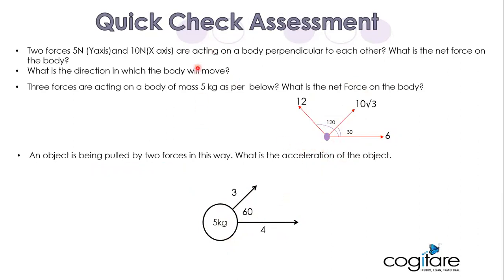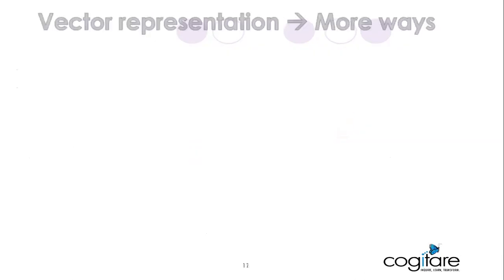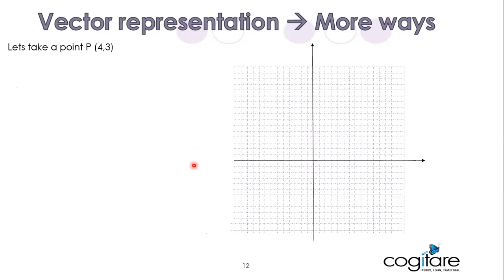I urge you to try these numericals, and we will discuss that at the beginning of the third and concluding video lesson. Now, as we discussed, there are more ways to represent vectors. For example, let us look at a graph in which we have a point, and the point is (4, 3) in the xy Cartesian plane.